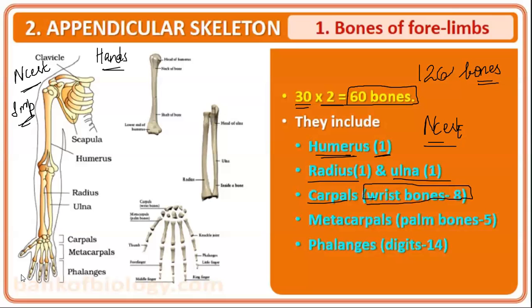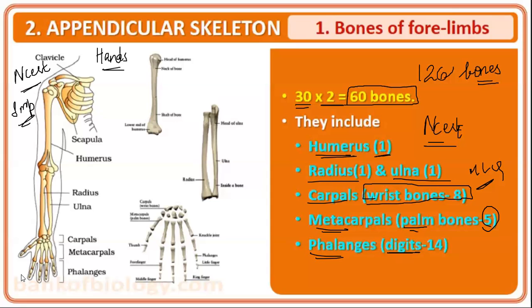They will definitely ask you about the other name for the wrist bone. That is the carpal. Very important MCQ, a previous year question. Next, we have the palm bones, which are 5 in number. That is the metacarpals. Last one is the digits, that is the fingers, which are the phalanges.